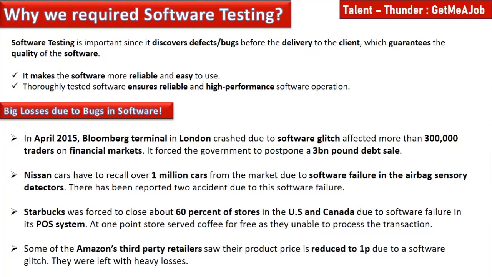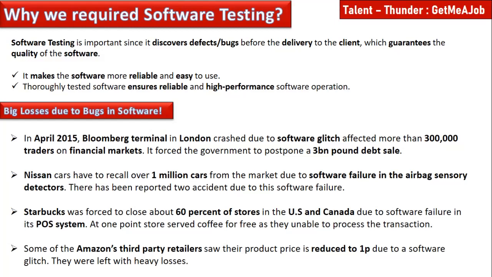Then Starbucks. You know Starbucks is one of the famous coffee chains. 60% of Starbucks stores in the US and Canada stopped because their POS system got some issues. POS means point of sale. When you go to the coffee shop and buy something, they have a tablet-kind of window on their screen.